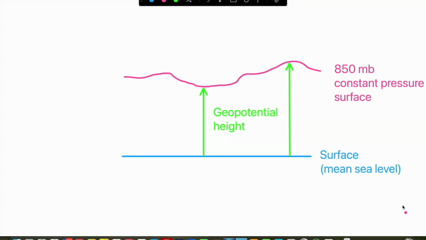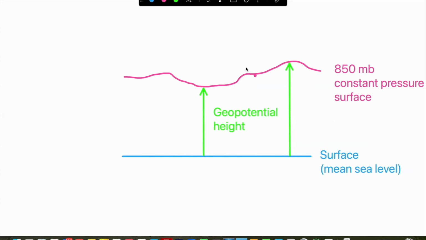Let's pretend that we could actually physically see the 850 millibar surface and that we are looking at it straight on. You might see something like this, where the blue line is our surface, we'll call that mean sea level, and the pink line is our 850 millibar constant pressure surface. Geopotential height is the height of that constant pressure surface above mean sea level, as denoted in green. Now, geopotential height changes based on variables like temperature, so that constant 850 millibar surface is not going to be the same height across its entire expanse.